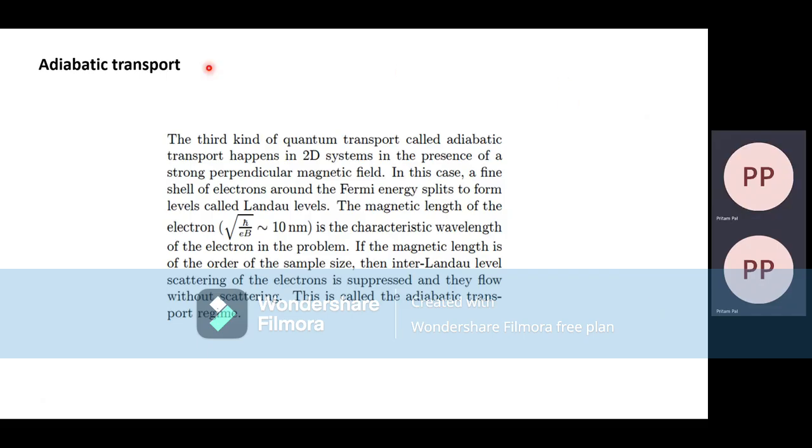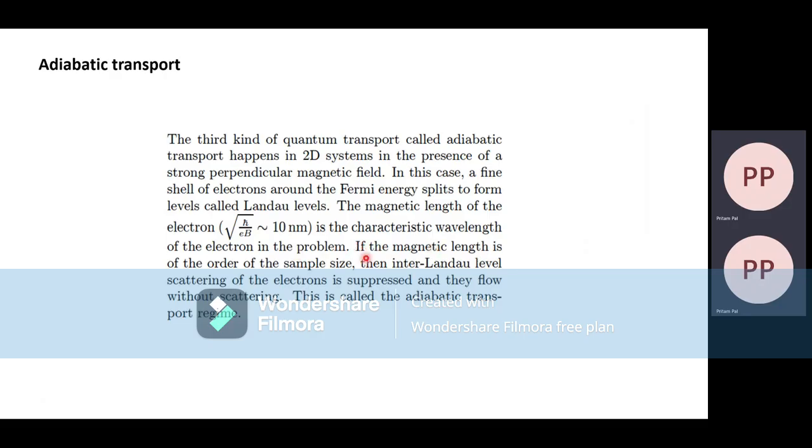So now what is the adiabatic transport? The third kind of quantum transport is called the adiabatic transport, which happens in a 2D system in the presence of a strong perpendicular magnetic field. In this case, a thin shell of electrons around the Fermi energy splits to form levels called Landau levels. So the magnetic length of the electron, which is root over h-bar by eB, of the order of 10 nanometer actually, is the characteristic wavelength of the electron in the problem.